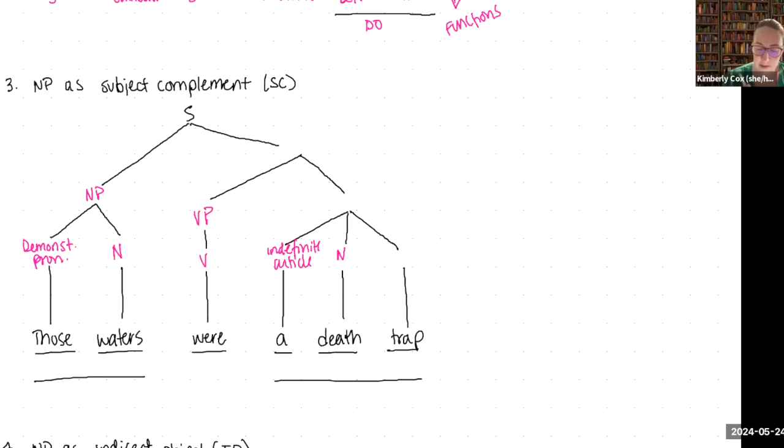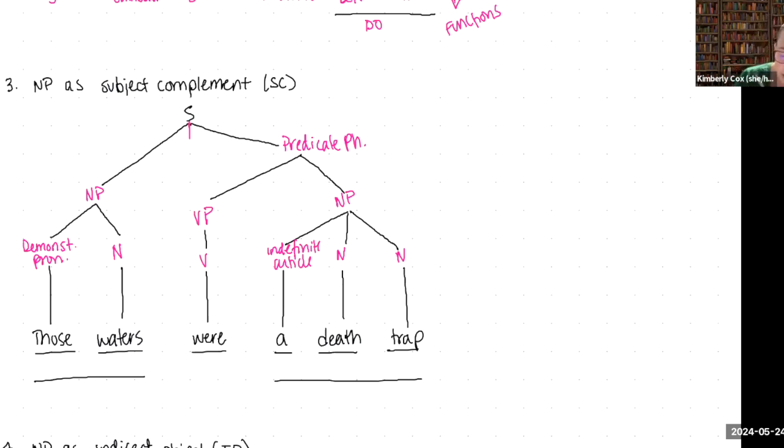And then trap is also a noun. So indefinite article, noun, noun gives us another noun phrase. Our verb phrase plus our noun phrase, were a death trap, together will be our predicate phrase, because we have our subject predicate split that happens right up here. So let's go ahead then and talk about the functions a little bit.